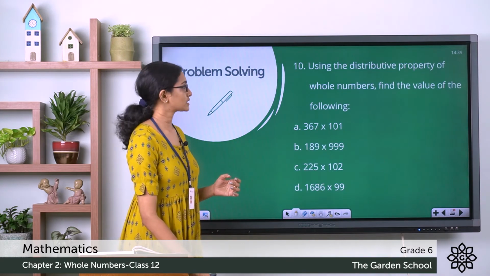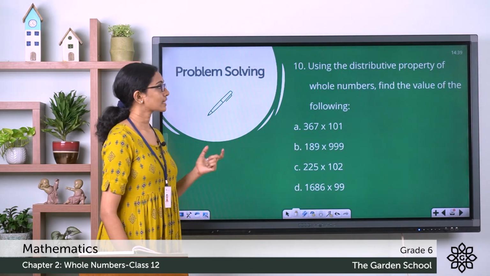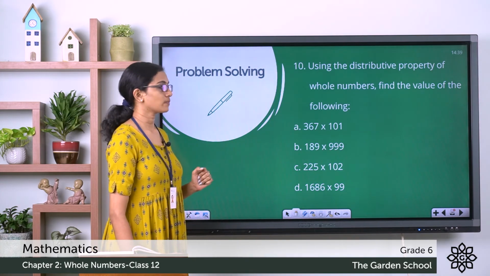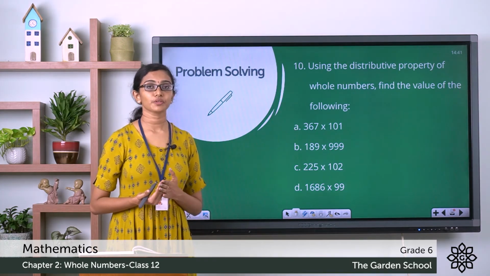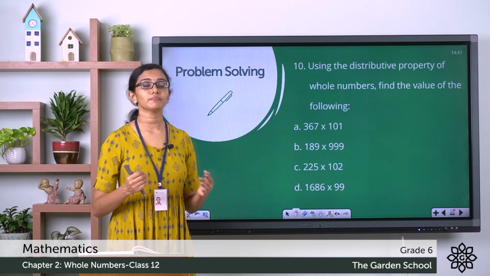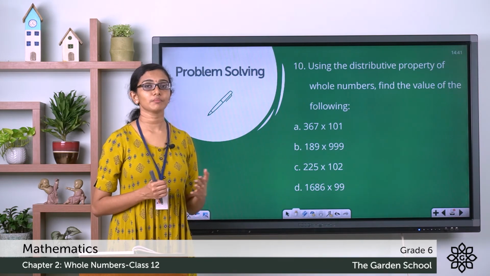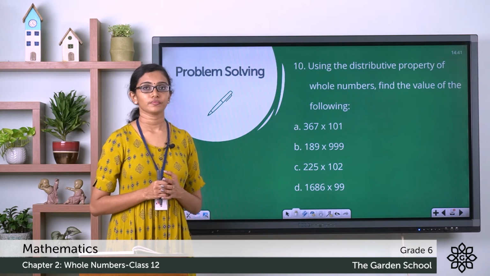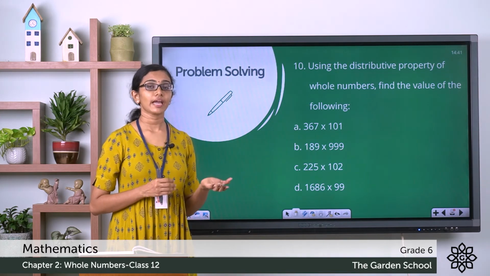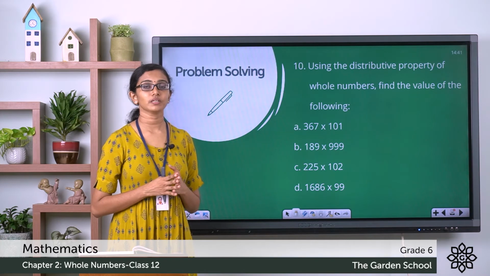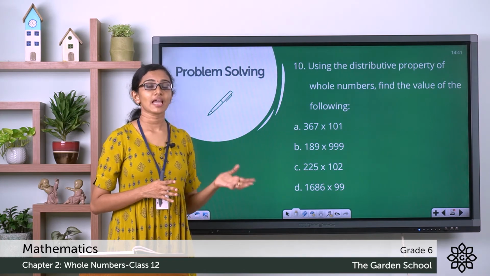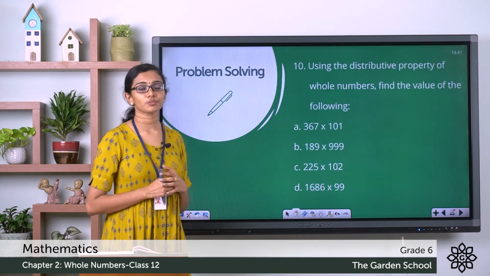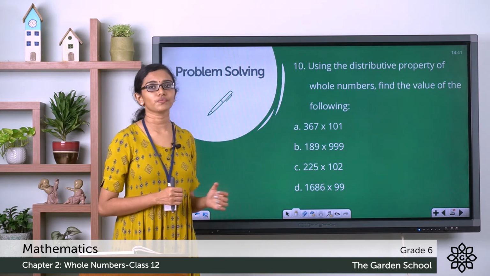Now let's discuss question number 10. Using the distributive property of whole numbers, find the value of the following. So according to distributive property, A into B plus C will give you the same result as doing A into B plus A into C. And if it is subtraction, A into B minus C will give you the same result as doing A into B minus A into C, right? So let's apply that distributive property here to solve each of these questions.